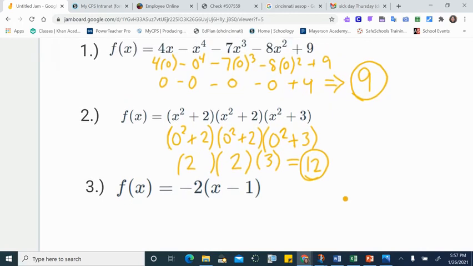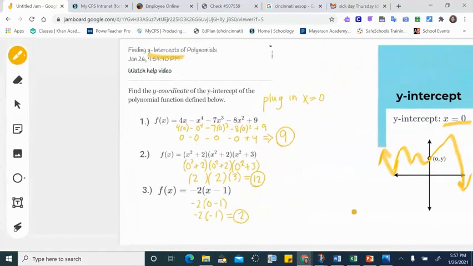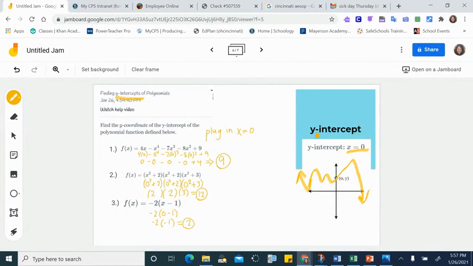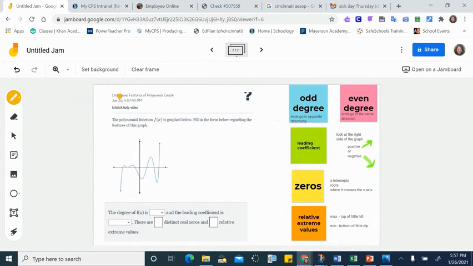Last one, same idea. Third verse, same as the first. We're going to plug in 0 where we see an x and simplify. Well, that's negative 2 times 0 minus 1 is just negative 1. So we get positive 2. So we just did 3 quick examples of finding the y-intercept because they are quick. Now let's talk about the different features of polynomial graphs.